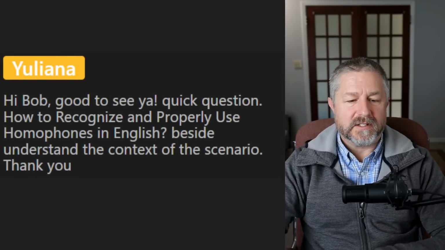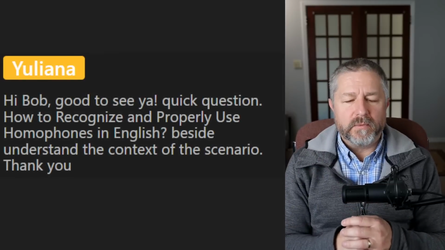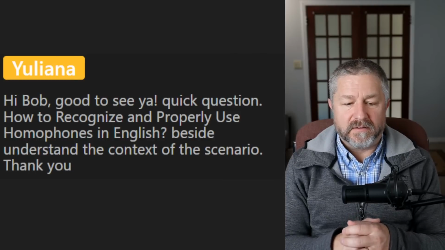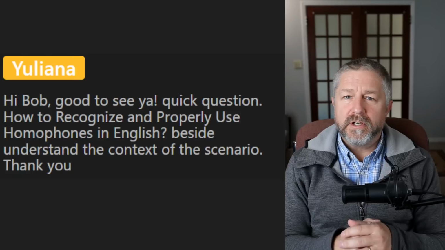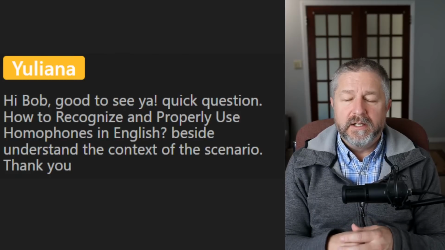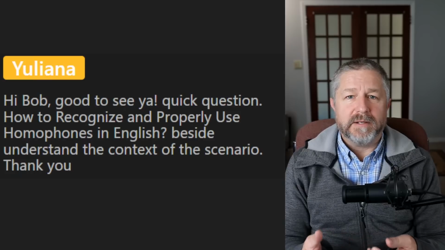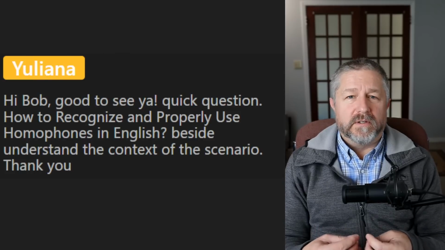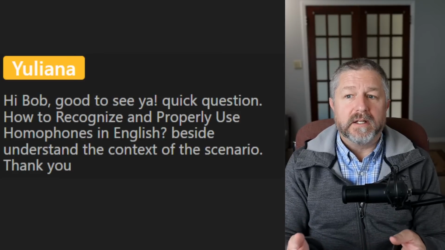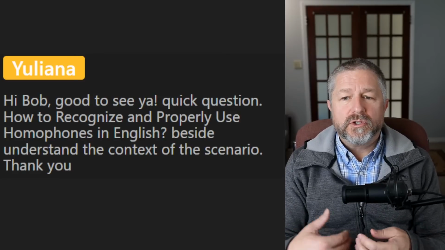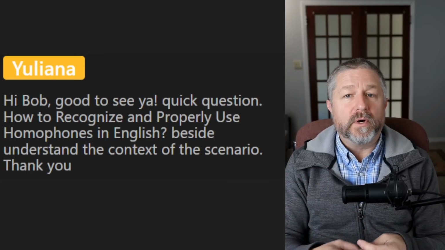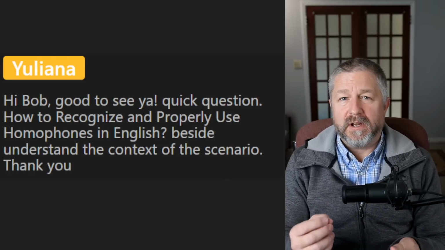So Juliana says, hi Bob, good to see you. Quick question. How to recognize and properly use homophones in English, besides understanding the context of the scenario? Thank you. So it should eventually become automatic as long as you're using them enough, okay? So let's take, for instance, brake and break. You'll know when you're writing a sentence, if you're saying he had to brake really hard to avoid hitting someone, you should automatically start to know that that's B-R-A-K-E, and that if you're at work and you need to take a break, that it's B-R-E-A-K.